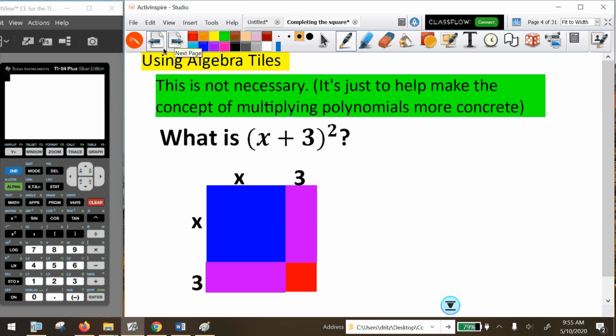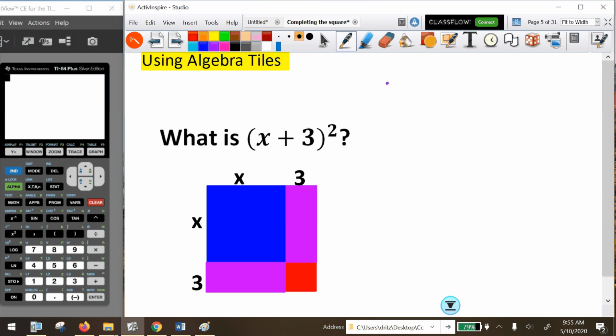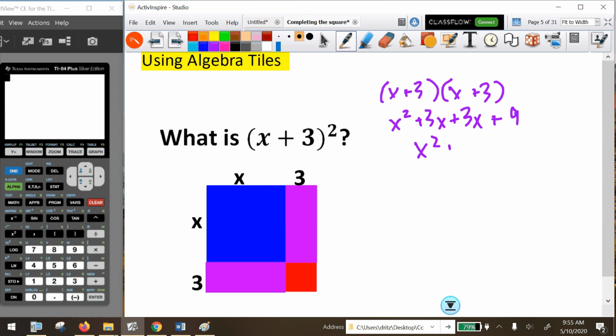What is the quantity x plus 3 squared? Well, hopefully you know how to get this answer. You would multiply it out. You would do x plus 3 times x plus 3 using the distributive property or using FOIL: first times first, outside times outside, inside times inside, last times last, and you can get your answer there.